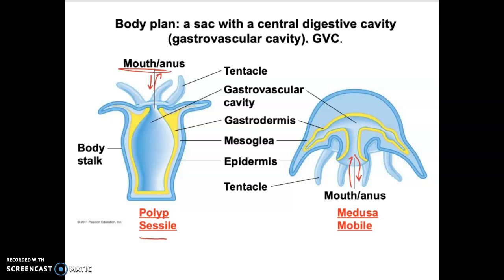All right. Tentacles hanging down. The tentacles are where all of the cnidocytes will be found. Those are the specialized cells that shoot the bullets. Those are found in the tentacles.